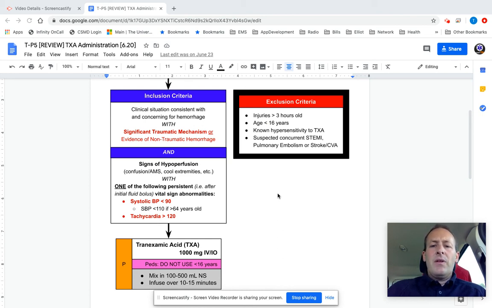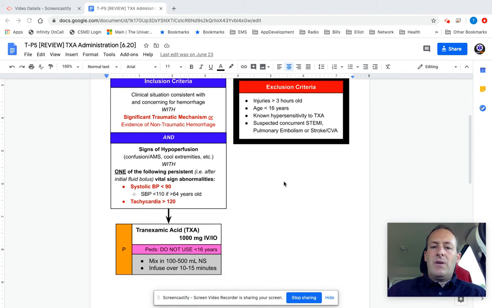The one thing I would consider is if you've got a patient who you're thinking may be having a STEMI or a stroke, anything where you're worried about a clotting problem in addition to the bleeding problem, you should either consider not using it or talk with med control and talk through it. But most of the patients that we're going to be using it on are fairly straightforward: our MVAs, our high energy trauma mechanisms. So hopefully, in an adult, most of the time you're really going to be worried just about your blood pressure and your heart rate as the main criteria.